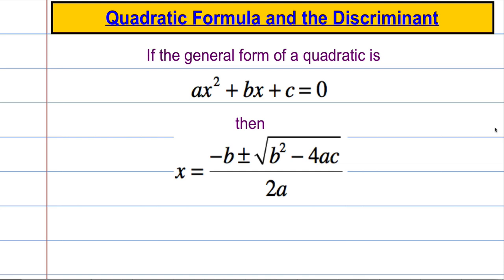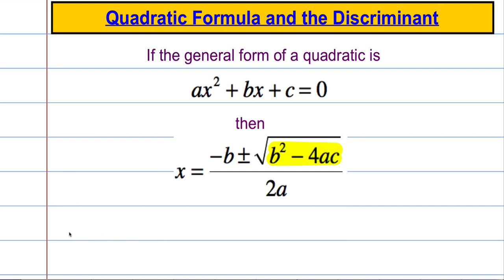So what does the discriminant tell us? Well, the discriminant is this part here of the quadratic formula. I'll just highlight it. That's the discriminant, and it tells us about the roots of the equation, or the solutions of the equation.